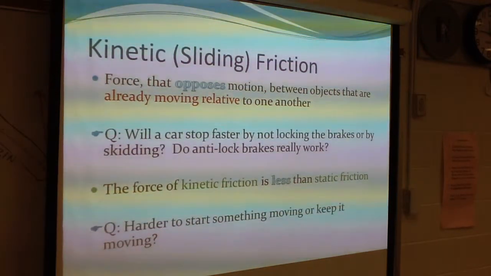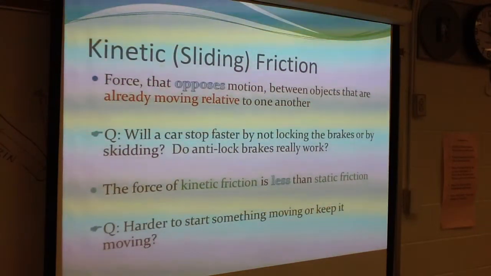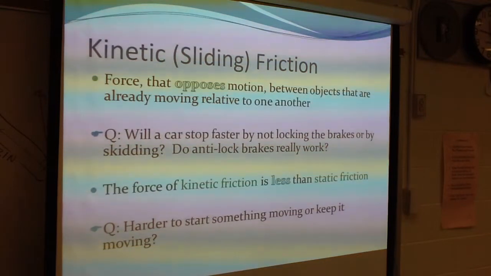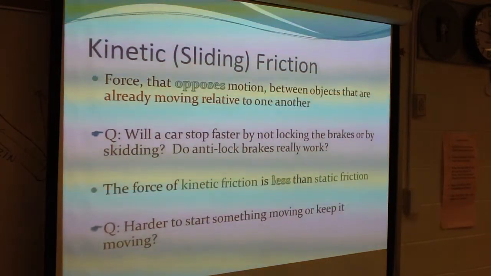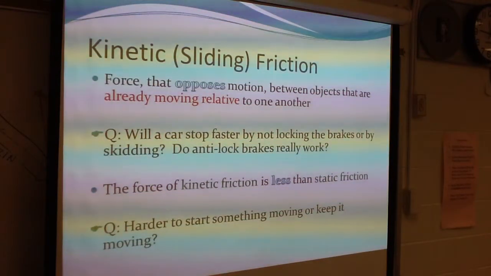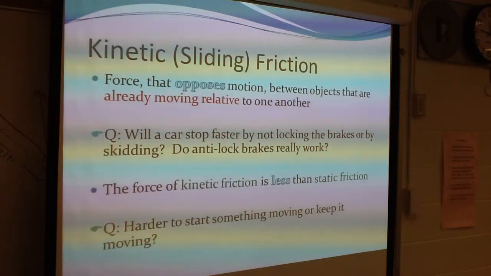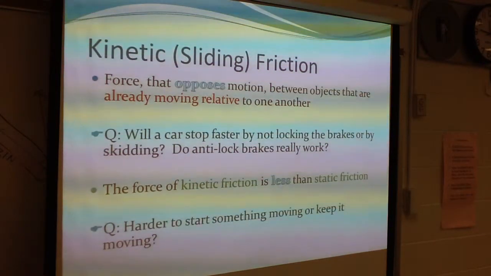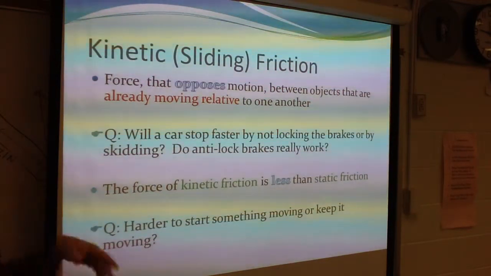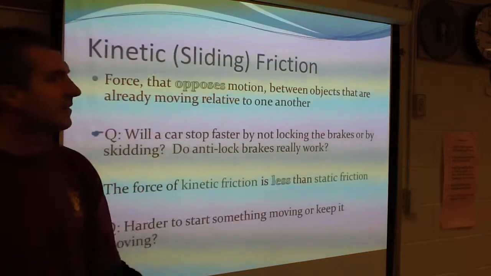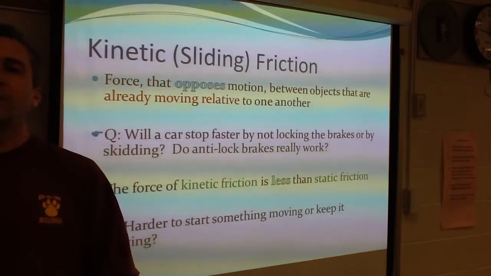I got a question that relates right here. Will a car stop faster by not locking the brakes or by locking the brakes and skidding? And I think you probably know the answer to this, because all cars nowadays, it's standard equipment that they have to have anti-lock brakes. There's got to be some physics behind these things. They don't just randomly make those sort of decisions in the car industry. So, why is it that the anti-lock brakes are making you stop faster?